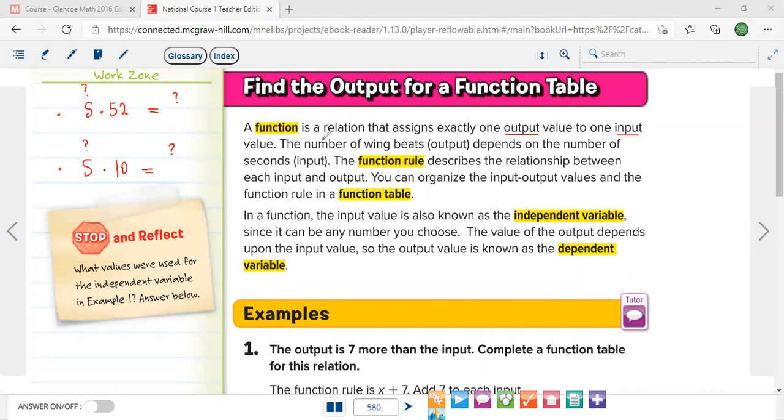So we have a function, we have function rule, function table, independent variable, and dependent variable. It's important to remember these names and their definitions, not for asking about them. No, I'm not going to ask you about them, but when we talk together, when I say function rule, independent, or dependent, you should know what I mean.